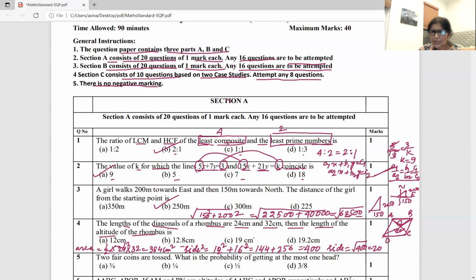Next, you have to get the altitude on this 20. So 20 into altitude is the area. So altitude is equal to area 384, which we have already counted, divided by 20. So you can divide this. It will be 19.2. The answer is 19.2. D is the answer to this question.